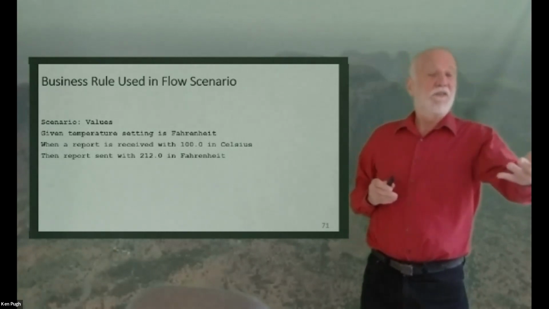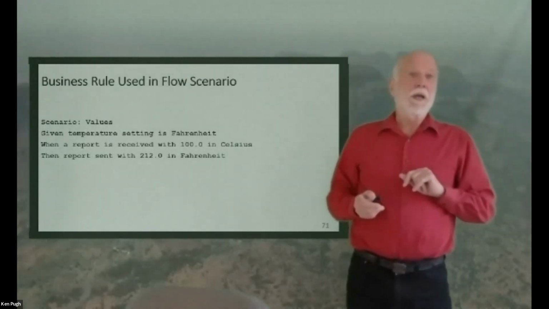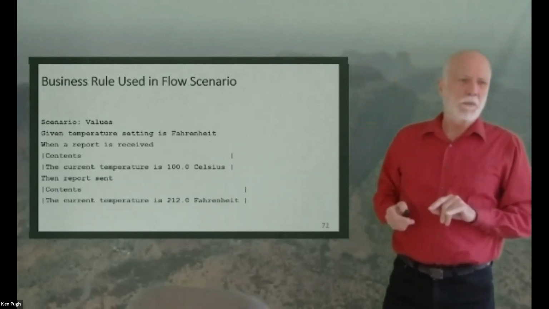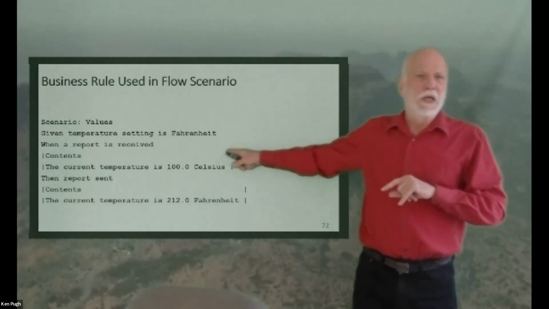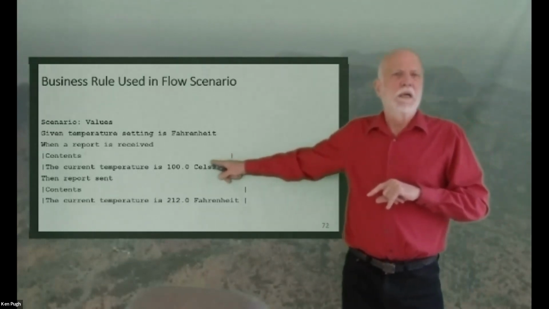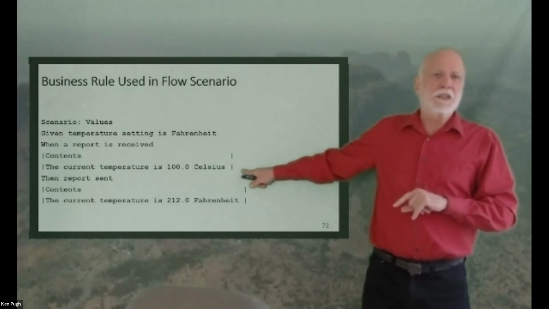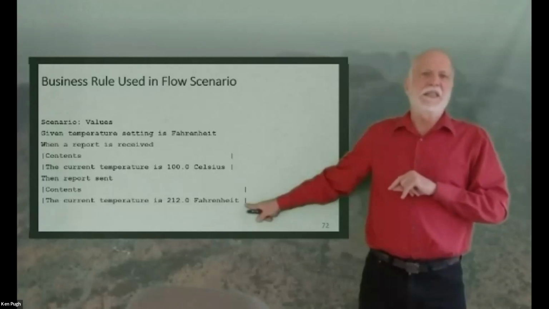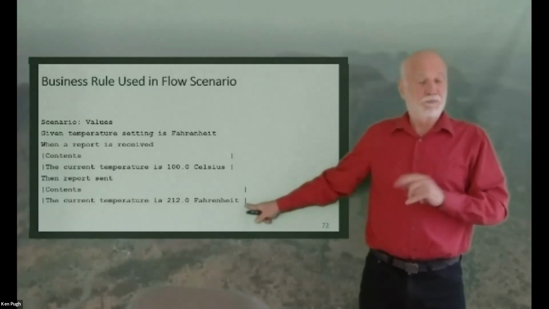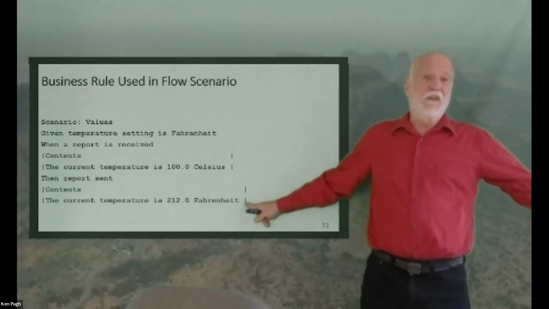Are you testing a flow? Are you testing a business rule? So separating them out makes things a lot simpler. So here's our business rule. Here's another way we could have done our flow test. When a report is received, the contents contain this, and now when we send it out, the contents should be that. Okay.